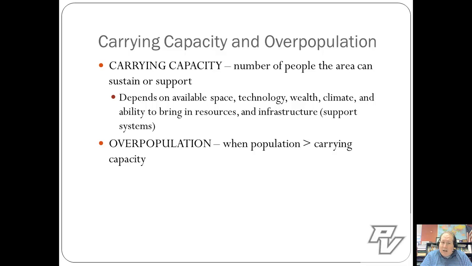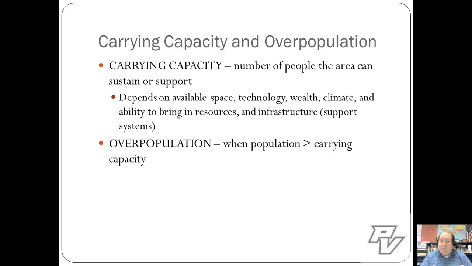Also, more technology means that they can increase food capacity. They can create better housing for people to live in. Better wealth, better climate, better ability to bring in resources. It extends the carrying capacity of a nation. The problem is carrying capacity is also very closely tied to a country's economic abilities. So if countries aren't well off economically, they're going to have a very hard time having a very high carrying capacity.